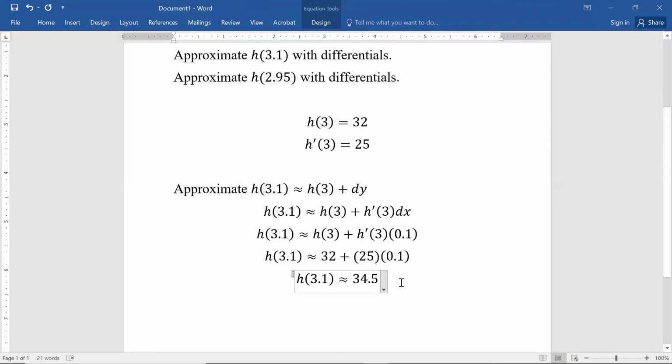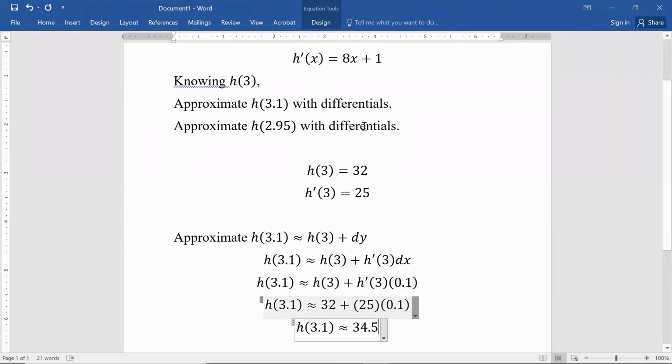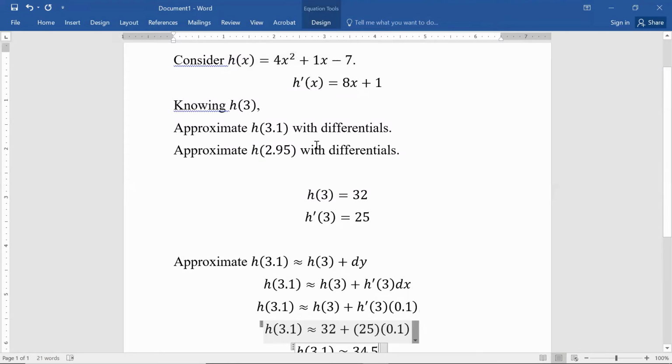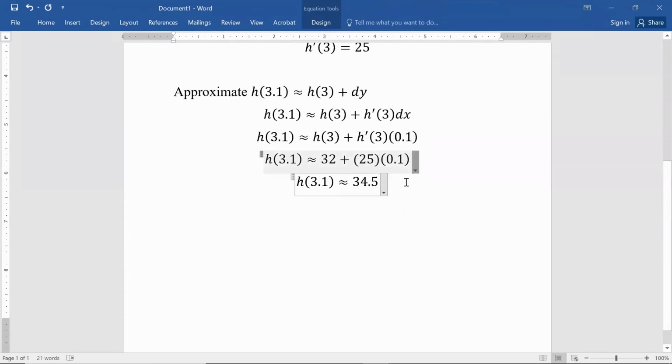You can punch this into your calculator too. 4 times 3.1 squared plus 1 times 3.1 minus 7. And the calculator gives out an h of 3.1 of 34.54. So notice the differential approximation was very close to the calculator's output.